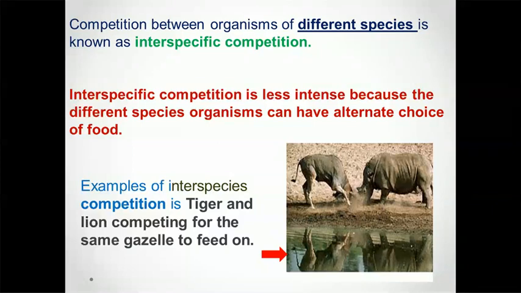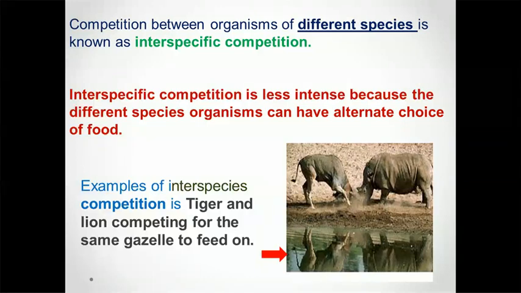And so this makes interspecific competition, between different species, less serious or less intense compared to intraspecific, whereby they have to struggle for the same kind of food. They have no choice than to feed on that, and so the competition is usually very serious.